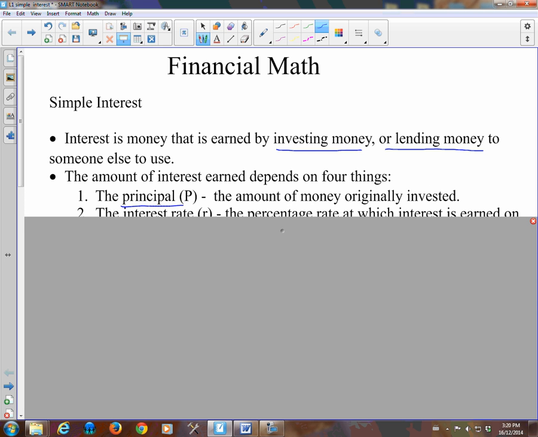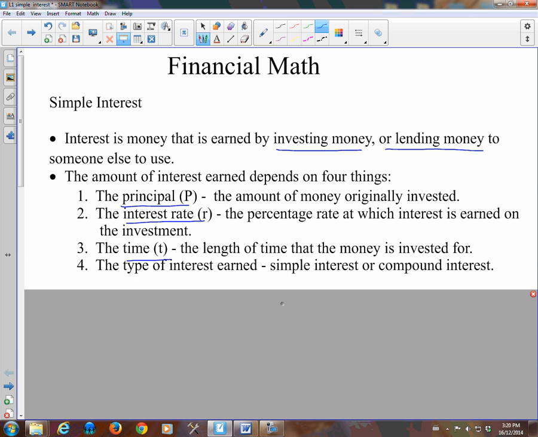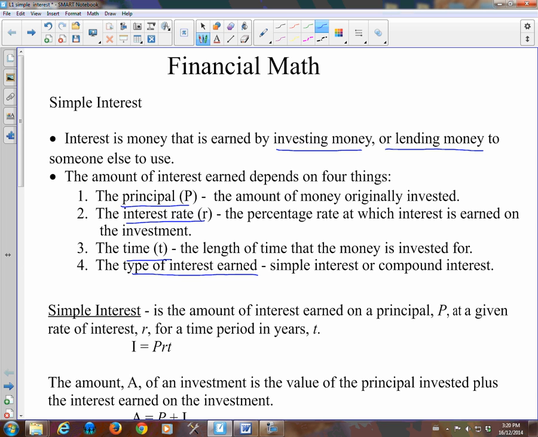The principal, that's the amount of money that's originally invested. The interest rate, that's the percentage rate at which interest is earned. The time, the length of time that the money is invested for. And the type of interest that is earned, simple or compound. We're going to look at both types of interest. So principal, interest rate, time, and the type of interest affect how much interest can be earned.